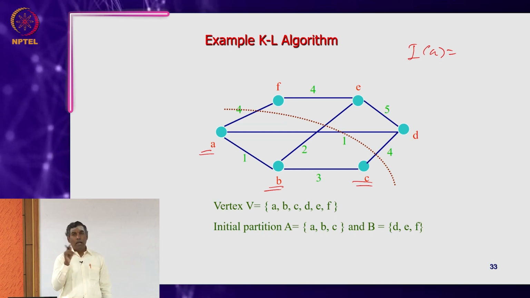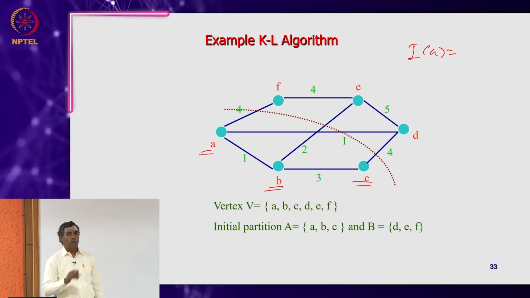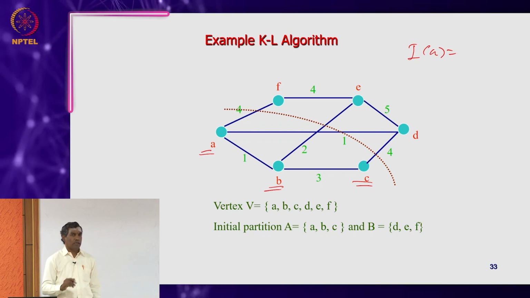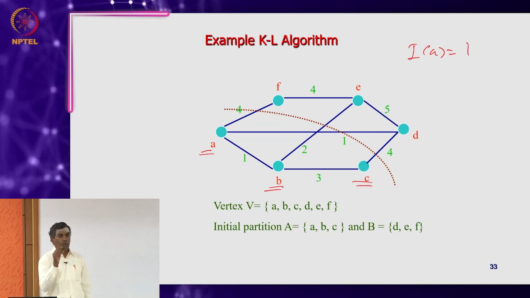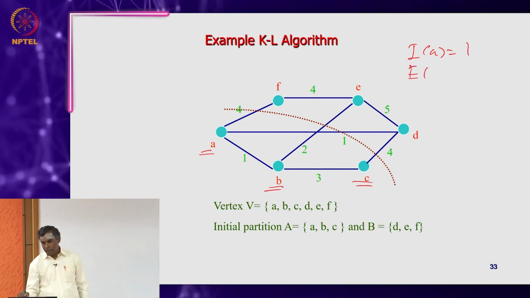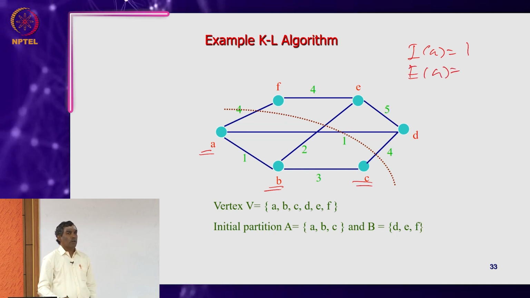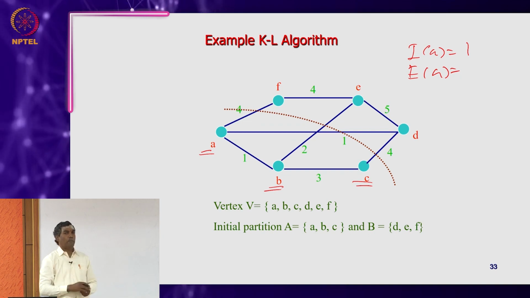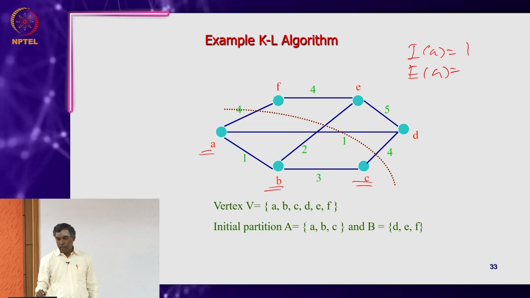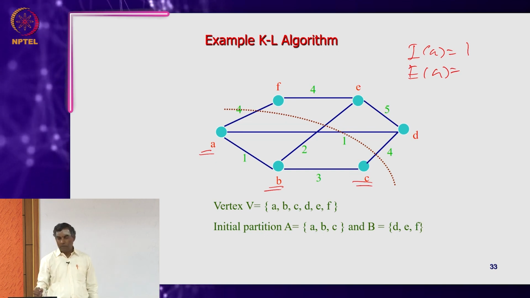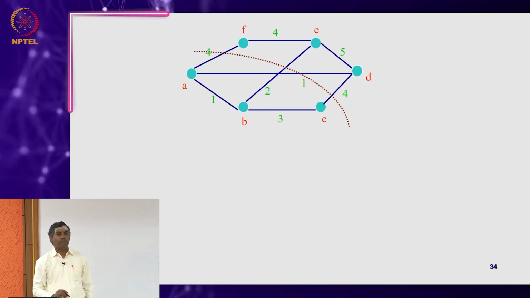See A, B and A, C, is there any edge between A and C? So, only you have A, B. So, what is the internal cost on that? Only one edge, so the internal cost is 1. And then the external cost of A, from A to the other group. For example, if you look at AD and AF, AD is 1 and AF is 5. So, now I find the D of A. What is D of A?